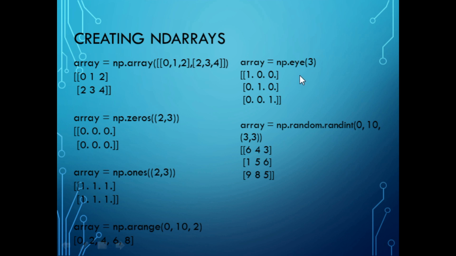The next function is the identity matrix. To create an identity matrix of 3 rows and 3 columns, you already know how the elements are arranged: 1 0 0, 0 1 0, 0 0 1. And the last one is the randint function. It also creates an array by assigning random elements. 0 is the starting value and 10 is the ending value, so it randomly selects values from 0 to 10 and creates a 3 by 3 array. It arranges 6 4 3, 1 5 6, 9 8 5.